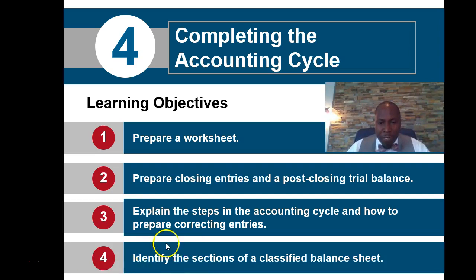The last part of the chapter focuses on what's known as a classified balance sheet. The word classified means categories. So we're going to focus on what are the categories shown on a classified balance sheet. What is the meaning of these different categories? So we'll look at the different asset categories, the different liability categories, and the section known as stockholders' equity.